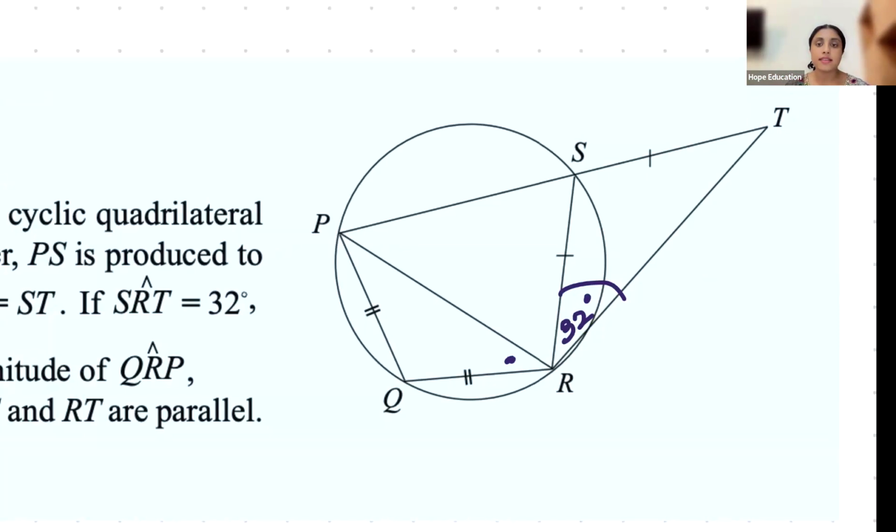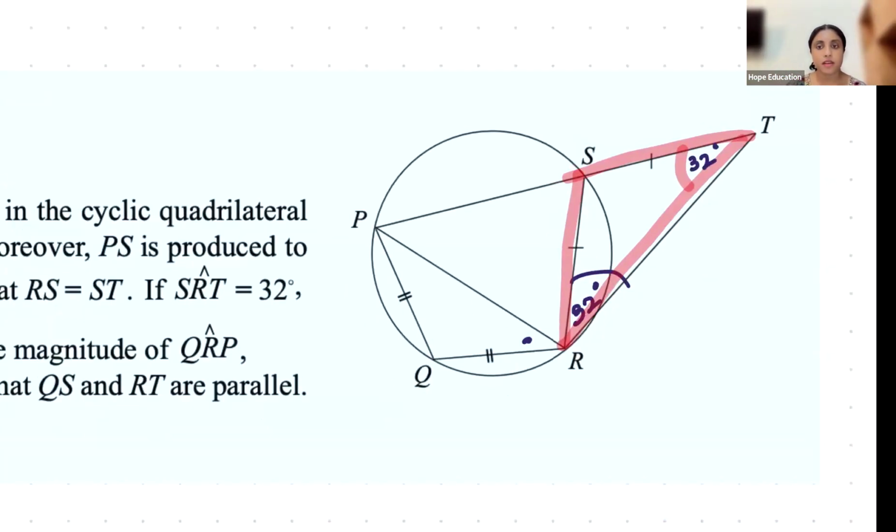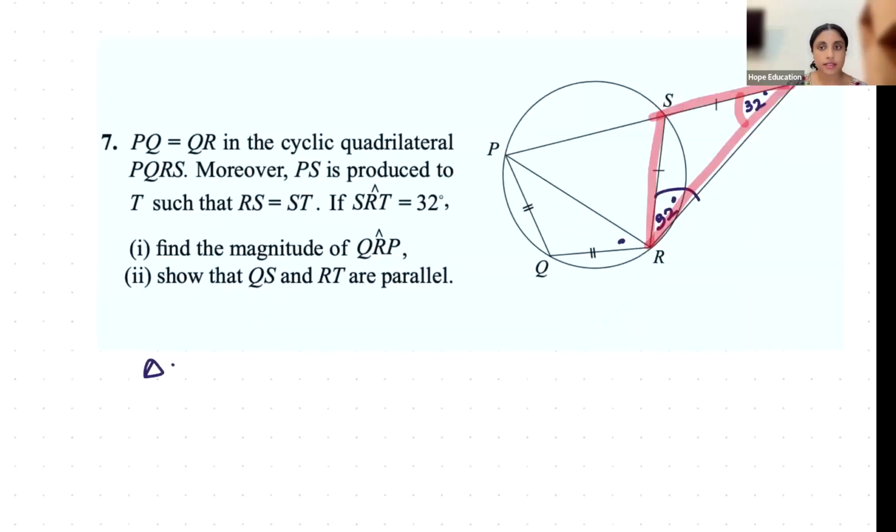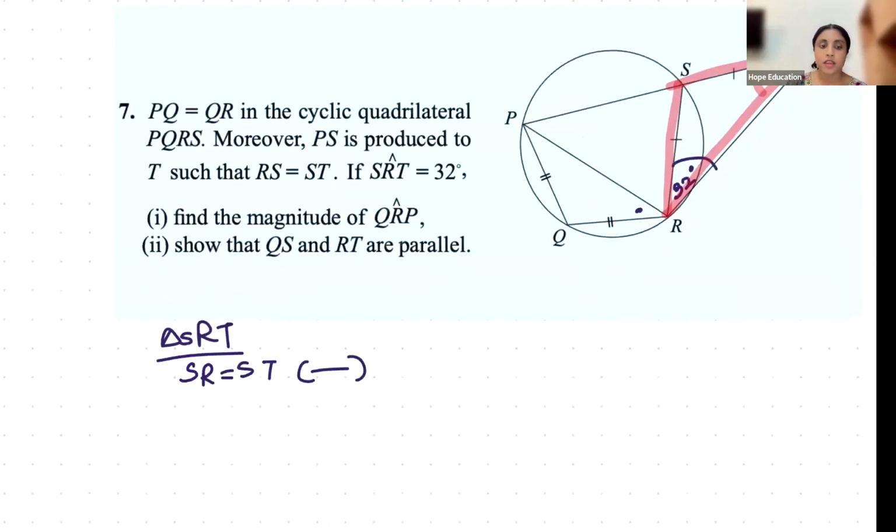First of all, I can see that this is an isosceles triangle. Therefore, base angles are equal, so this angle will also be 32 degrees. I've written that first. Taking triangle SRT, SR equals ST, reason is given. I won't write every reason now, since you know the reasons by now.